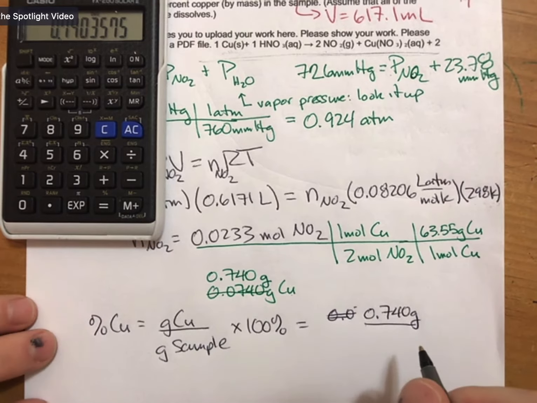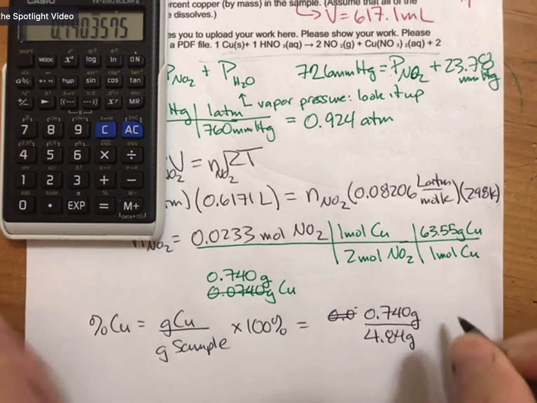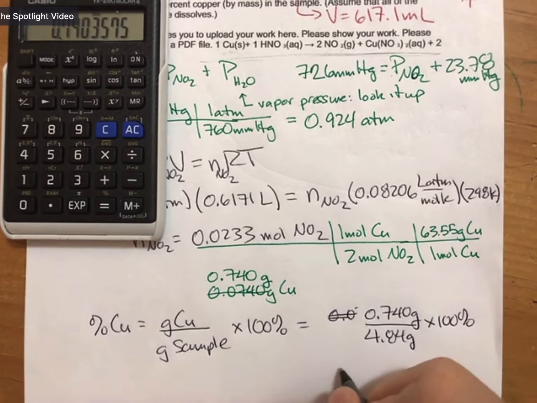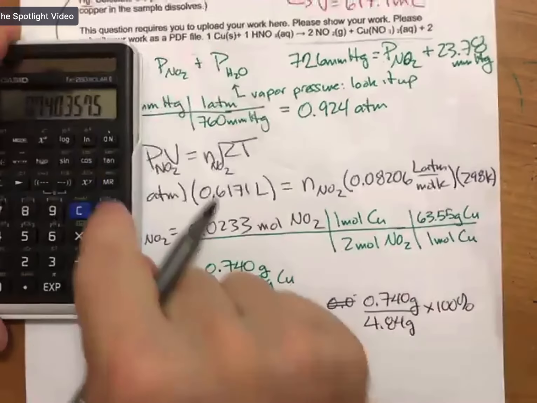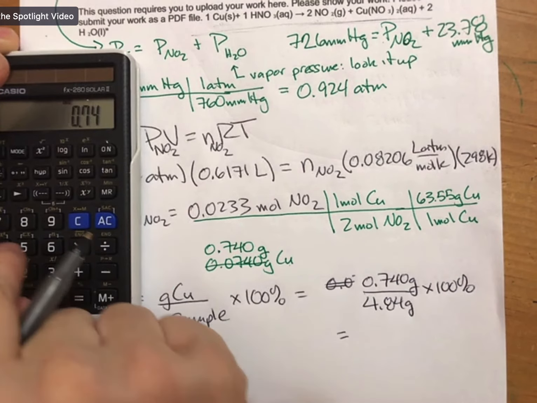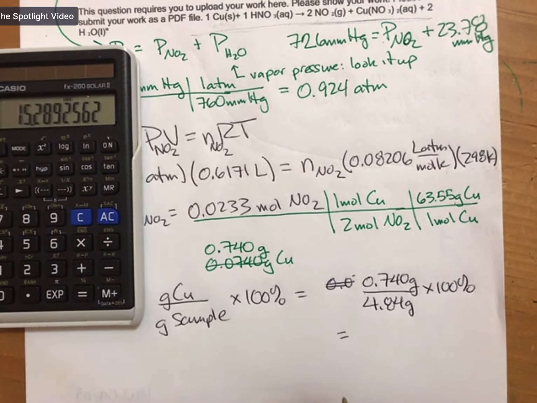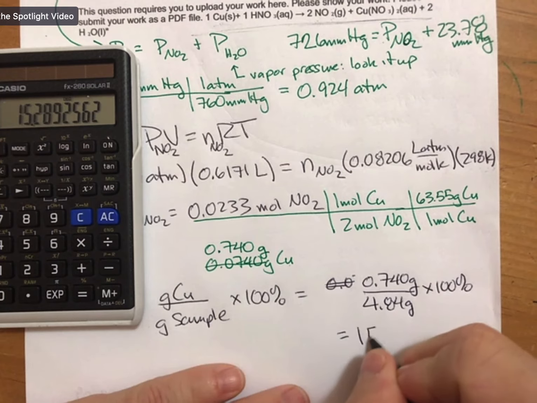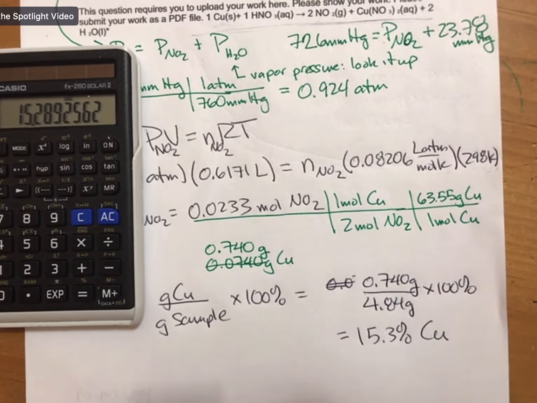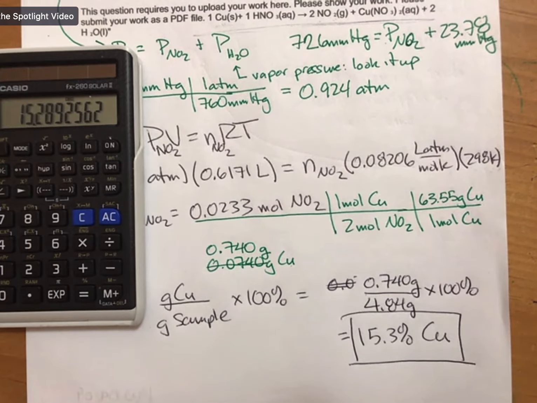I know, right? And then my sample is 4.84 grams. Times it by 100%. And I get 0.740 divided by 4.84 times 100, 15.3% copper. And that is my final answer here. That is the answer that we're looking for. That is the only thing that we're looking for. And that is quite a problem, I know.